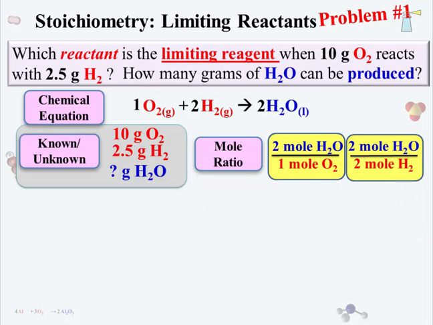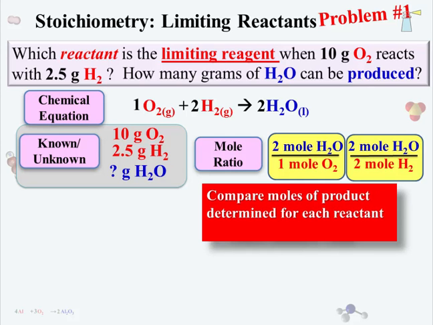If getting 2 knowns and 2 mole ratios at the same time just seems confusing, then do these stoichiometry problems one at a time. Calculate moles of water from the starting amount of oxygen, and then start over and calculate the moles of water from the starting amount of hydrogen. Here we're going to do them side by side, but that is really just to show the similarity of the process. Our objective is to compare moles of product determined for each reactant. Remember, we're looking for the smaller product value.